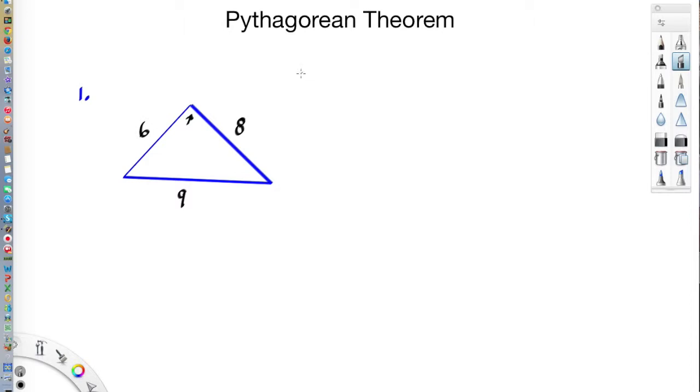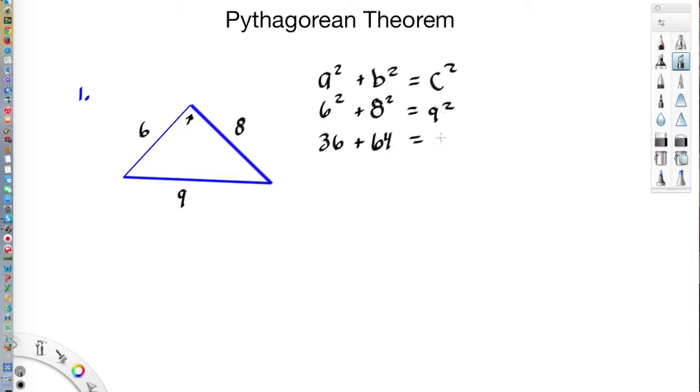So I'm going to use my formula, a squared plus b squared is equal to c squared, the Pythagorean Theorem. I'm going to say side A is 6, side B will be 8, and side C, which is our hypotenuse, would be 9. So let's see if this is true. 6 times 6 is 36, 8 times 8 is 64, and 9 times 9 is 81.